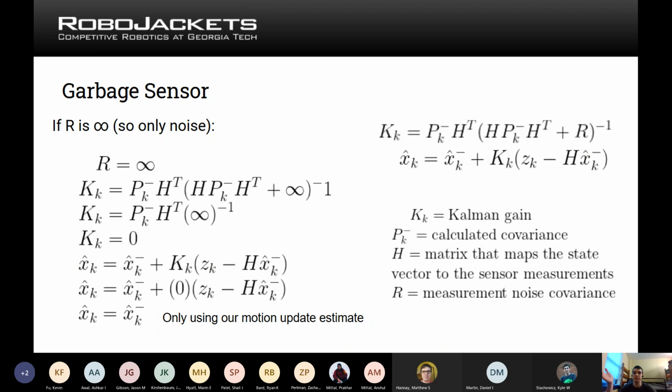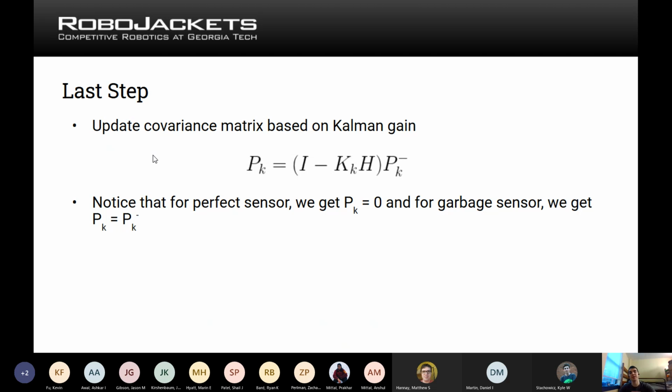And again, this makes sense because if the sensor is not giving you actual information, then we should just use what we predicted our position to be. And that's exactly what the Kalman filter will do, given you choose R correctly, because R is a parameter you're setting. So if you know your sensor is garbage, then you shouldn't be using it. But technically, if you set it to infinity, it wouldn't hurt. And so the last step will also be updating the covariance matrix based on the Kalman gain.